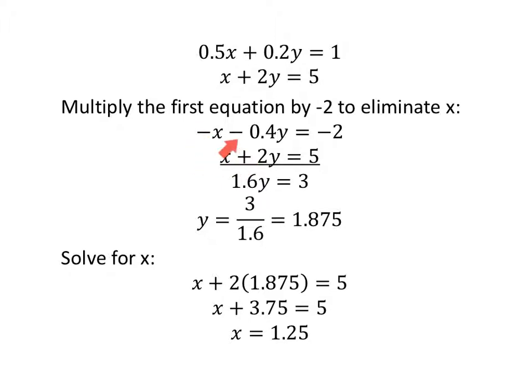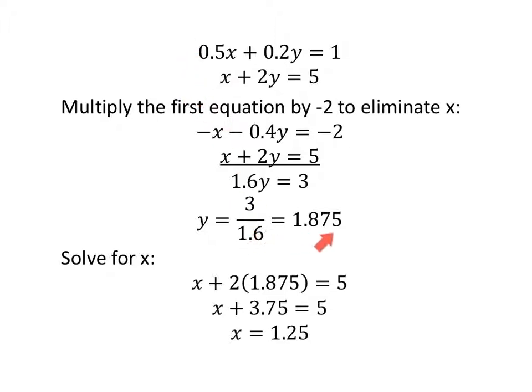2 minus 0.4 will give us 1.6y. A 5 and a negative 2 gives us 3. And when I divide 3 by 1.6, I get 1.875. Alright, weird number, but that's alright. We'll go with it.